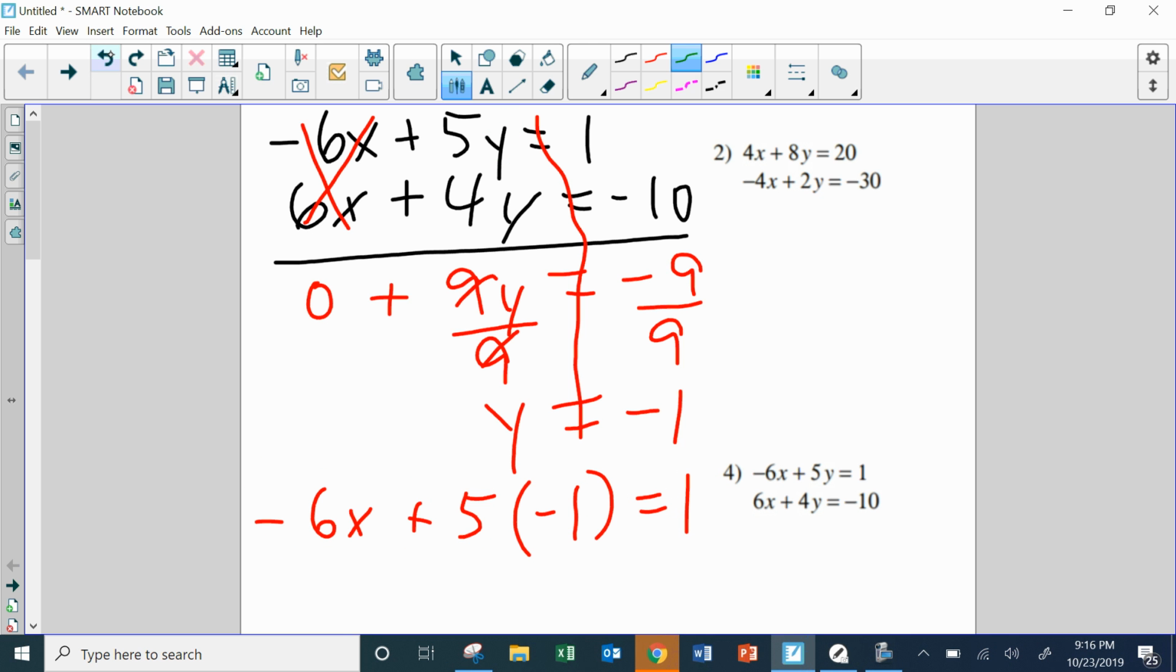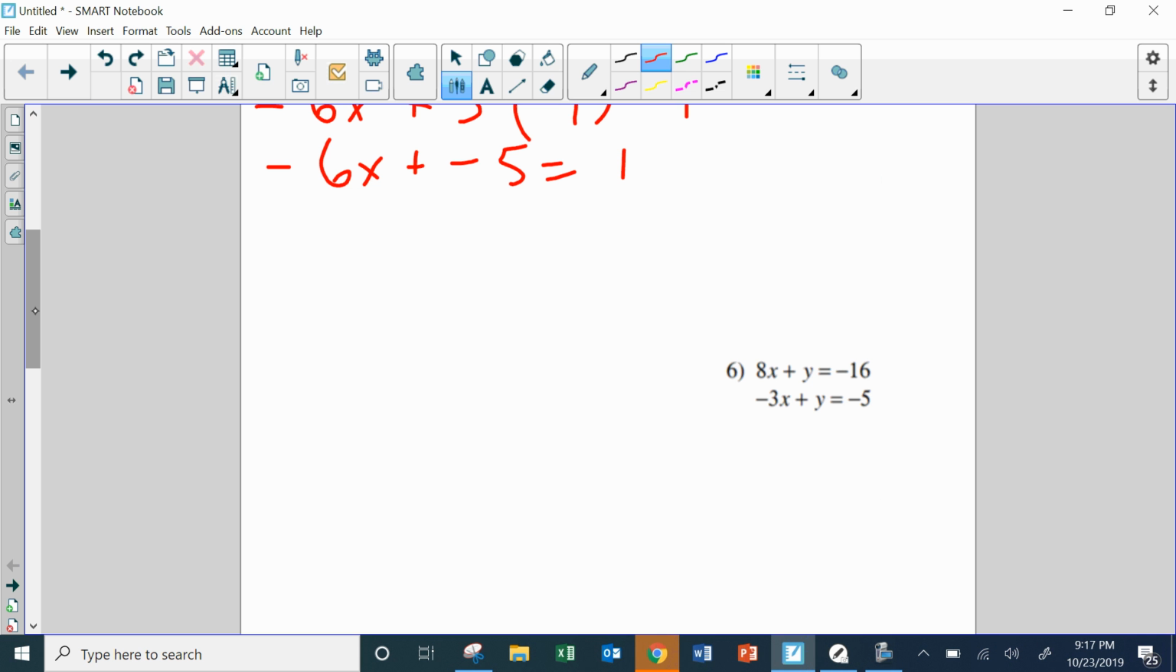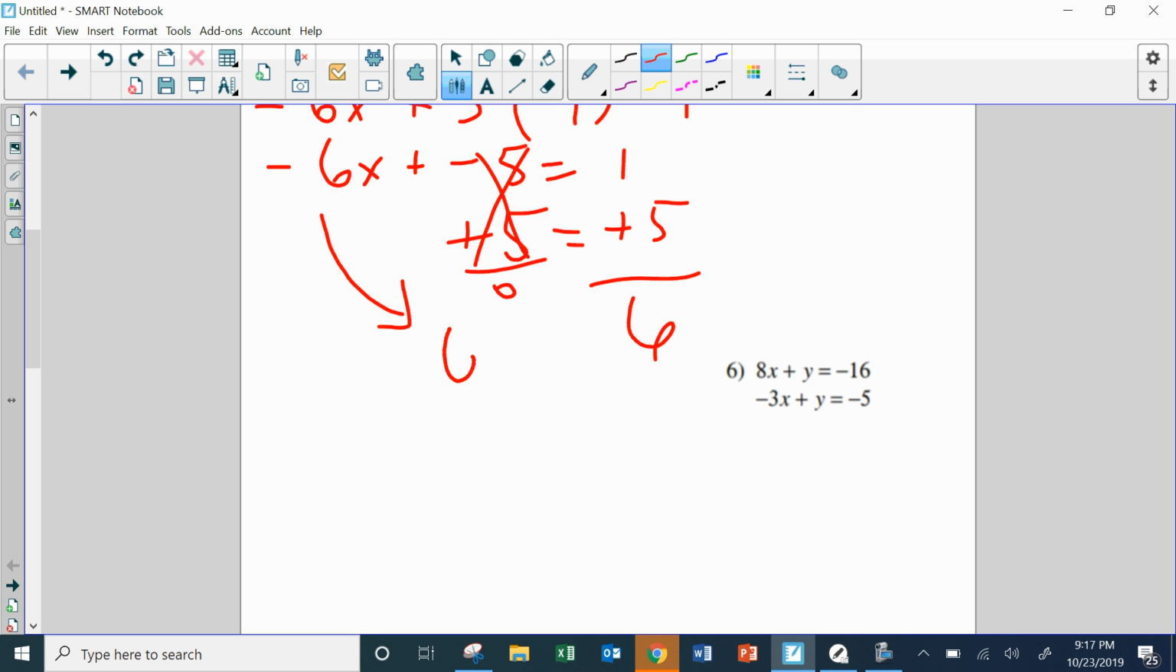And I would say, again, save division for last. Well, here, let me do this step. -6x plus -5 equals 1. And I would say, okay, save division for last, so I need to add 5 here. If I add 5 there, I got to add 5 here. That gives me 6. That all cancels out and goes to 0. And then I just bring down the 6x. So I get 6x equals 6.